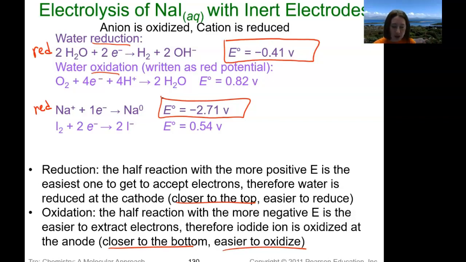So if we have these two, negative 0.41 and negative 2.71, which one do you think is going to be reduced? Water or Na? You have a 50-50 shot at this one. Your choice is either water or Na. Which one do you think it's going to be?